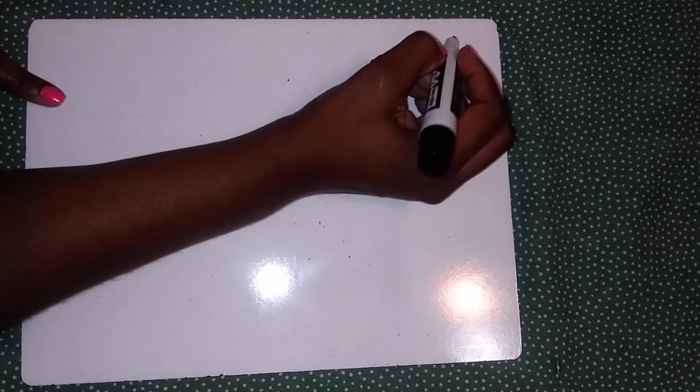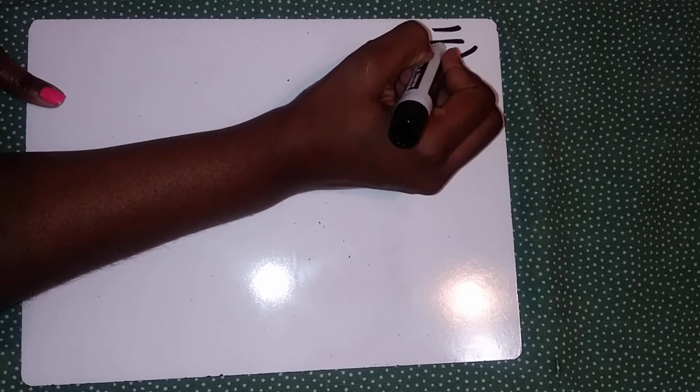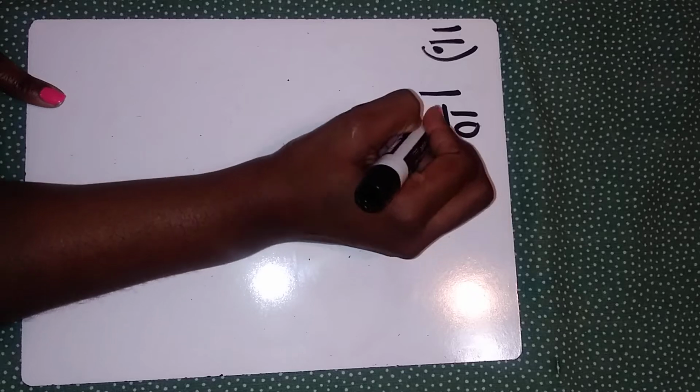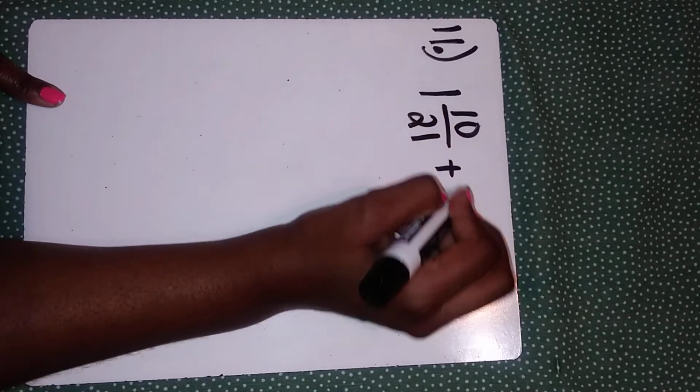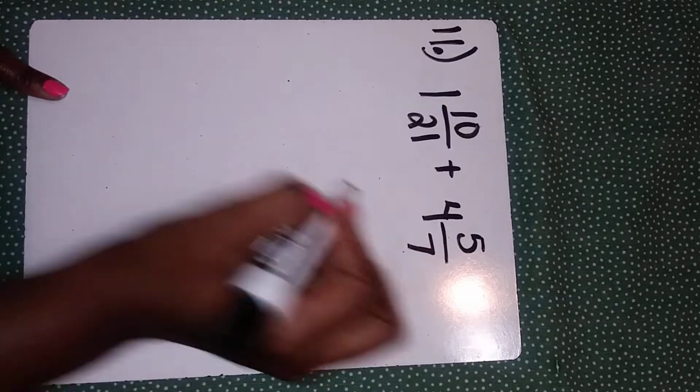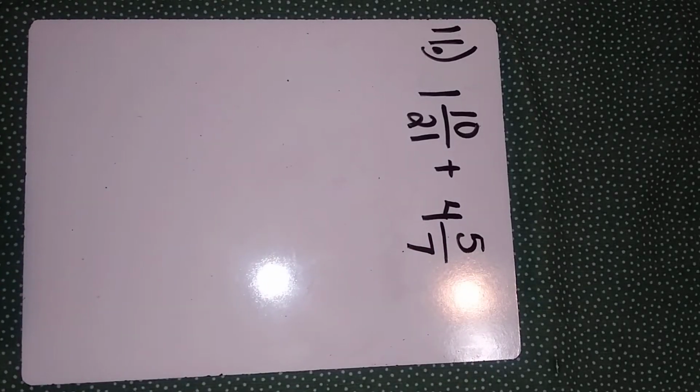Okay, let's look at number 11. I got 1 and 10 over 21 plus 4 and 5/7. Okay, our numbers are a little bit larger, but it does not matter. We work this problem out the same way. The only difference between this one and the last one is that this one has a whole number. This one we're going to do the same thing.